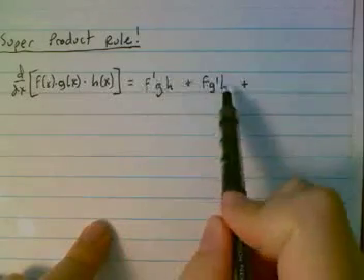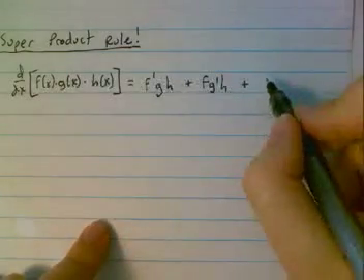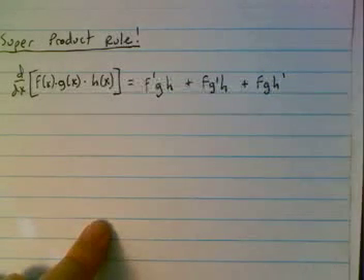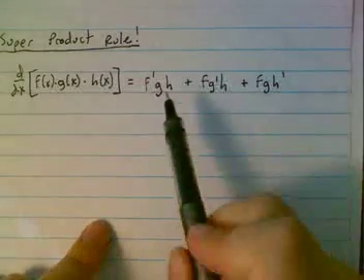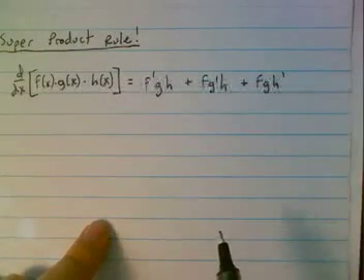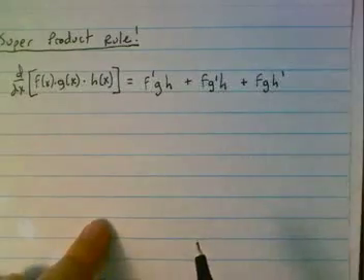So just like in each of these we had one derivative and the other two along for the ride, that's all it is. We stick the h on at the end, and then in the last situation we've got h prime, and then just regular f and g.